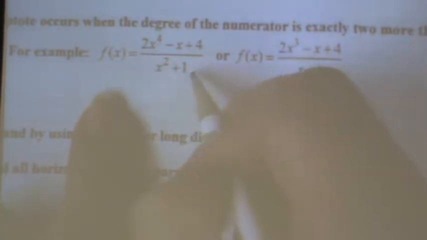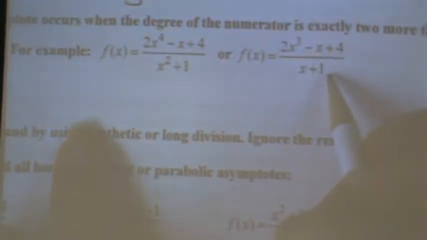You have to do, this one you're going to have to do long division, and you're going to have an equation that is like y equals x squared. This one you can do synthetic division. Let's do this one. This one you're going to put a negative 1 outside, and you have 2, 0, negative 1, and 4.